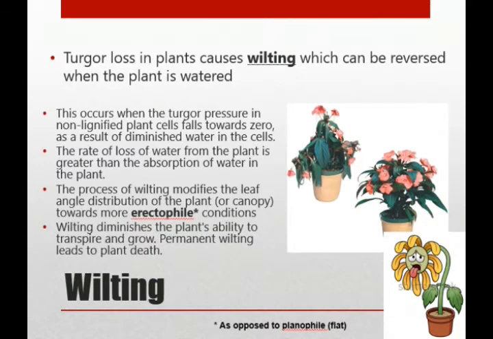Turgor loss in plants will cause wilting, which can be reversed when the plant is watered. This occurs when the turgor pressure in the non-lignified plant cell falls to zero as a result of diminished water in the cells. The rate of loss of water in the plant is greater than absorption of water in the plant. So the process of wilting modifies the leaf angle distribution to become much more erectophile as opposed to planophile, meaning that it is 90 degrees away from the sun. So wilting diminishes the plant's ability to transpire and grow. Permanent wilting is dangerous because it causes death.